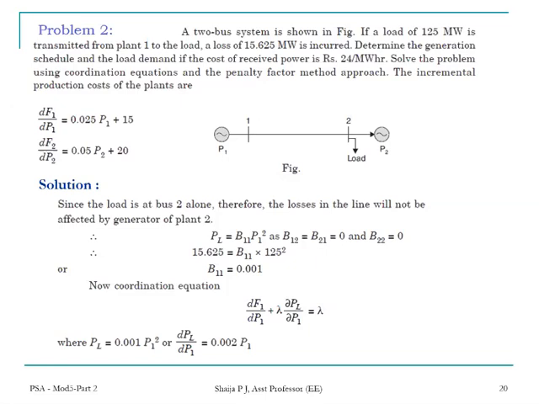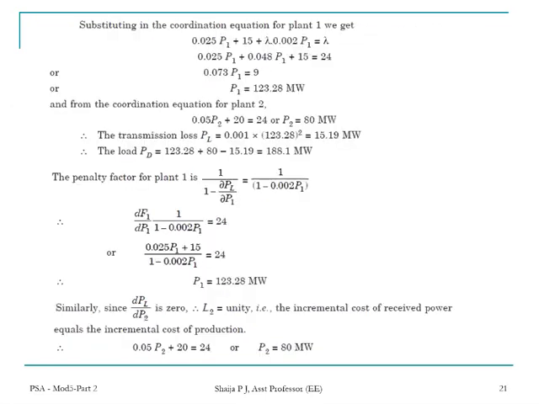So what is dF1 by dP1? From this equation, you can get 0.025 P1 plus 15, no? 0.025 P1 plus 15 plus lambda into dou PL by dou P1, which is 0.002 P1, is equal to lambda. That was the equation, the coordination equation for plant 1. Rearrange it, solve it. So you'll get P1 as 123.28.